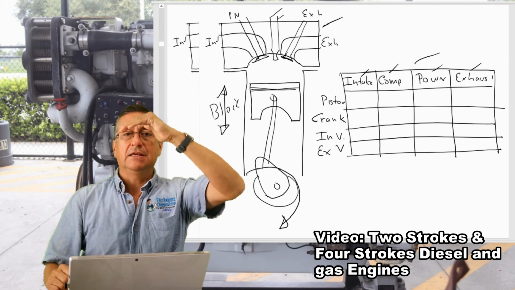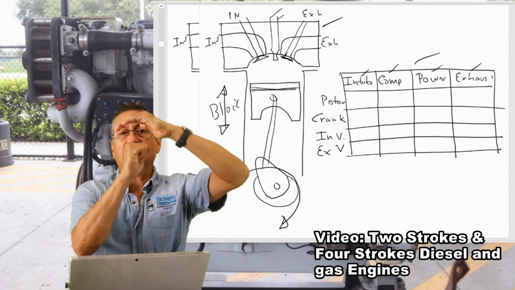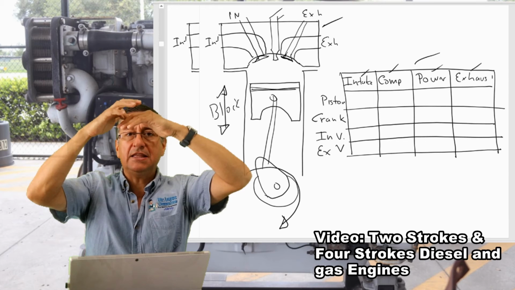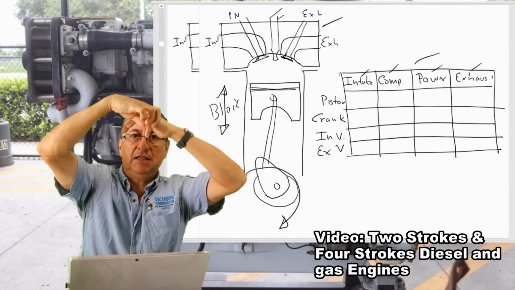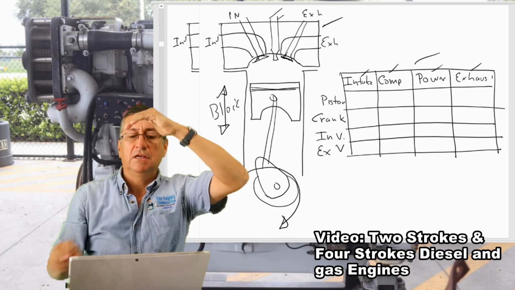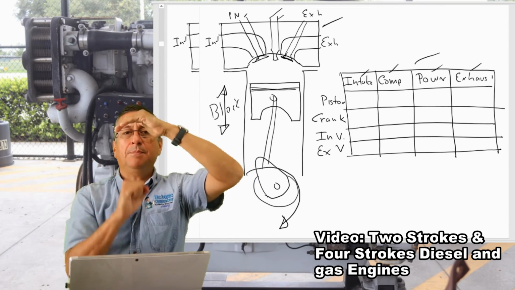Suppose that this is the head. My hand is the head, and this is the piston. And in the head, I have two valves: intake valves and exhaust valves, those valves that you have here on the screen. And this is the piston.